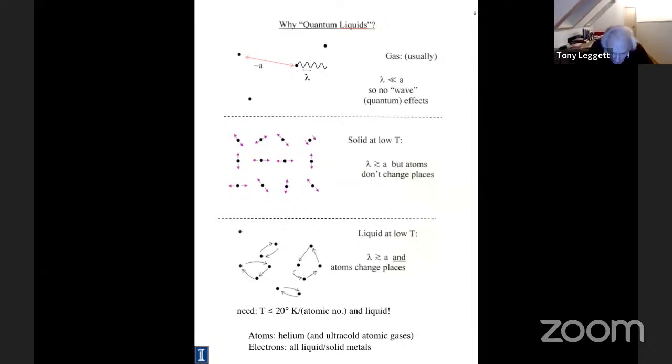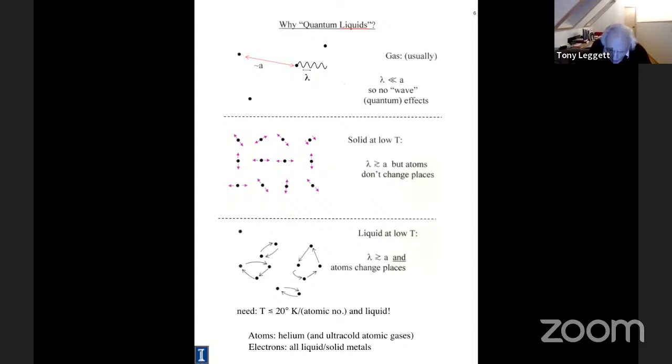In other words, for electrons, that's no great problem, because all metals, whether they're liquid or solid, are liquid in the sense we need. The electrons in metals can change places easily. For atoms, again, conditions are much stricter. We need a temperature less than 20 K over the atomic number and also a liquid. In practice, that means either the ultra-cold atomic gases or a much older system, liquid helium, either isotope, helium-4 or helium-3. So those are, crudely speaking, the systems which form quantum liquids.